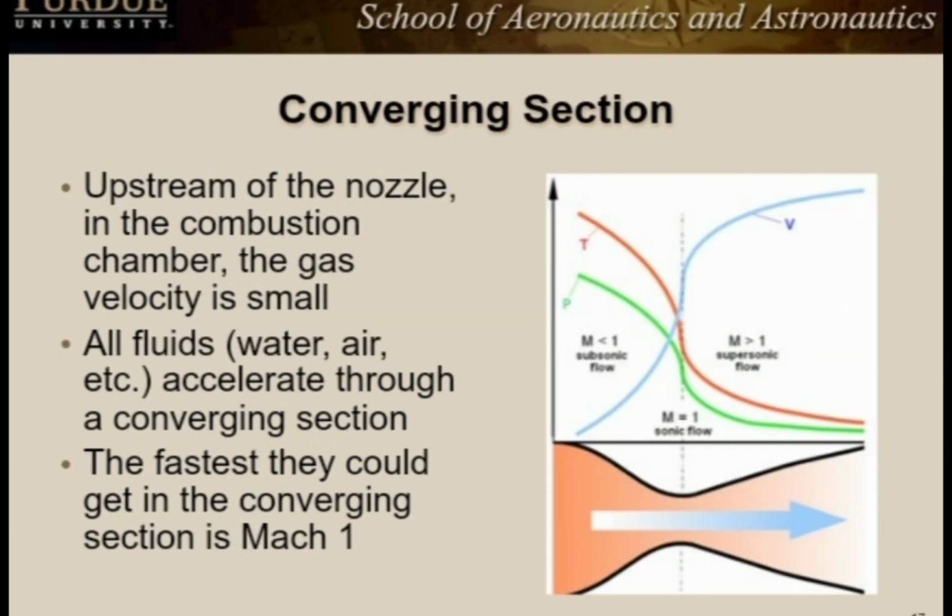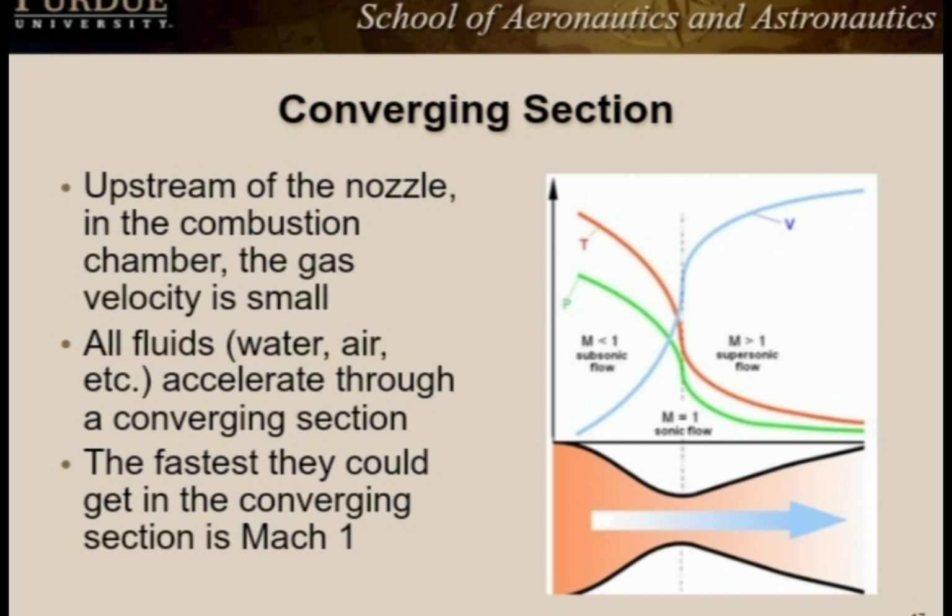So in the converging section, these are tubes with an area that decreases from the nozzle entry to the exit, or the throat of the nozzle. As the nozzle area decreases, the flow velocity increases, with the maximum flow velocity occurring at the nozzle throat. And it says here that upstream of the nozzle, in the combustion chamber, the gas velocity is small.